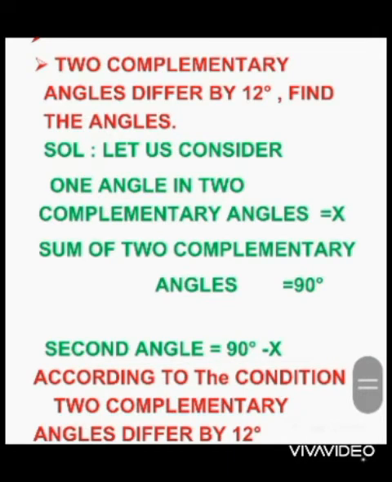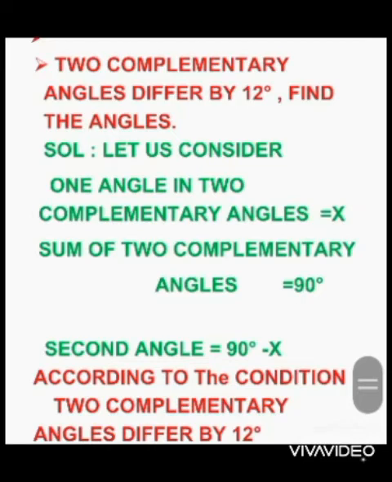Two complementary angles differ by 12 degrees. Find the angles. So children, what do you mean by a complementary angle here? Yes, the sum of two angles equal to 90 degrees is called complementary angles. Now let us consider one angle of the two complementary angles as x degrees. And you know that the sum of two complementary angles is equal to 90 degrees, isn't it? So the second angle will be how much here? 90 minus x degrees.